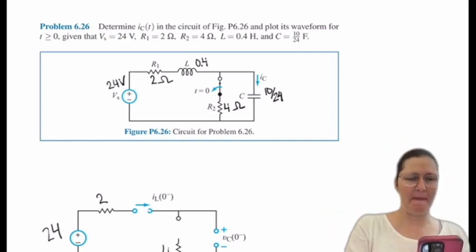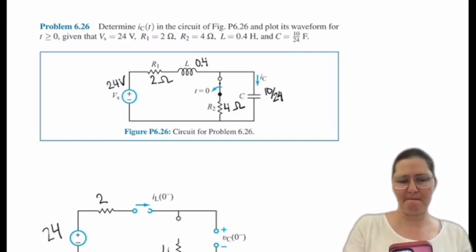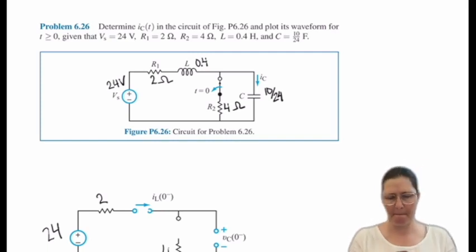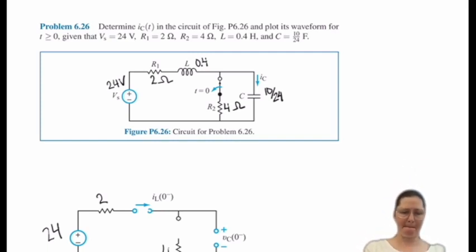Okay. So I was looking back through the picture. After 0 and 0 plus, your initial voltage for the capacitor continues to vary, and then it creates a current through the resistor, and that's your IC of 0, which is 2 amps. If that makes sense.